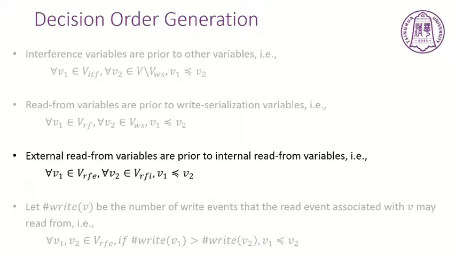Additionally, a read-from variable links a read event and a write event that access the same memory address. If the two events belong to the same thread, we call the read-from relation internal. Otherwise, it is external.